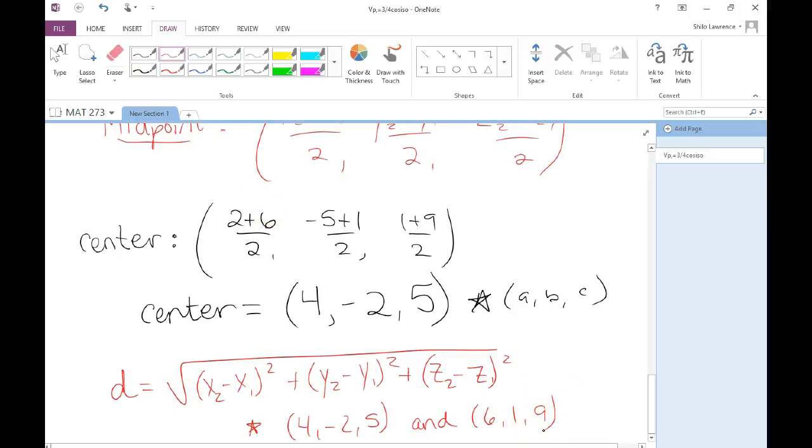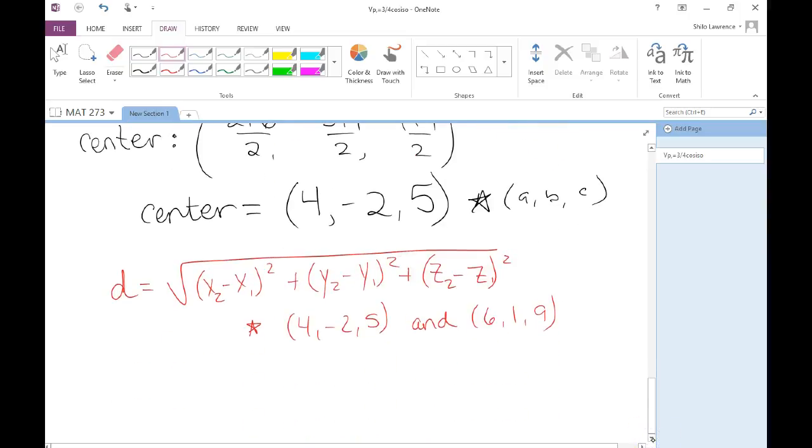Feel free to do the other one and we can compare and show that we have the same answer if you want to. If we can find the distance between those 2 points, then we have the radius of our sphere and we've got everything we need to set up our equation.